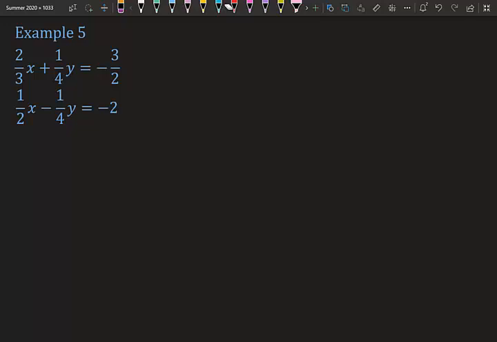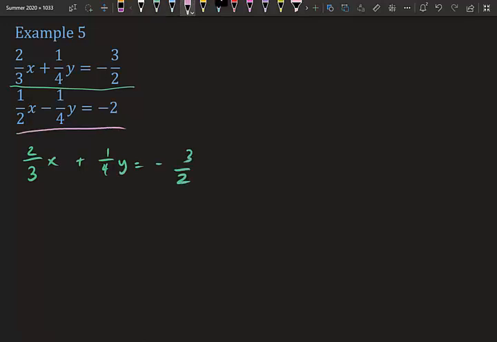All right, so I'm going to separate them so we can get rid of the fractions. So we have 2/3 x plus 1/4 y equals negative 3 over 2. And then we have 1/2 x minus 1/4 y equals negative 2. So let's get rid of our fractions.